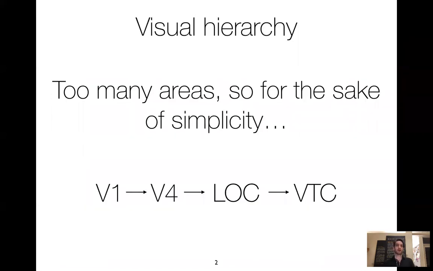So just to pick up where we were from last week, we've been talking about early visual cortex. We talked about the retina, LGN. We got to V1, about how it likes lines and oriented lines. We talked about V4 and its role specifically in color. And now we're going to move beyond it into other regions, LOC and VTC, and we'll get into their meanings later.